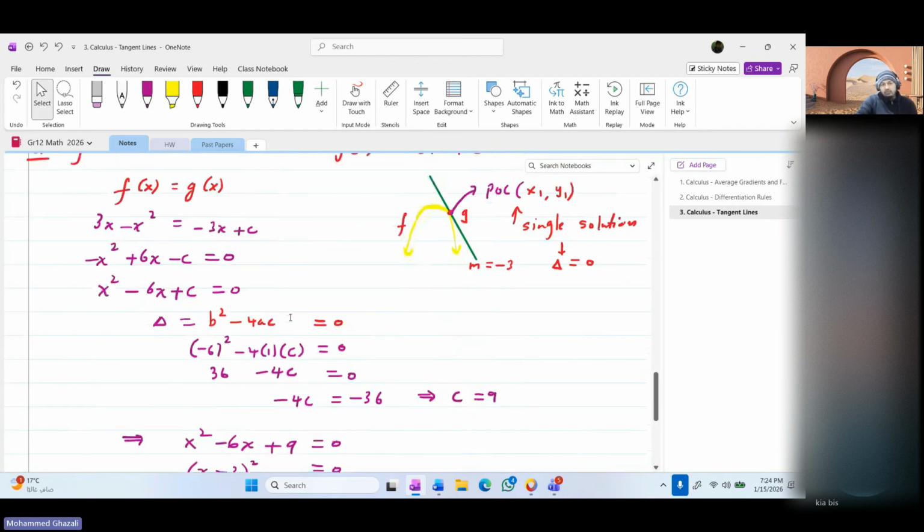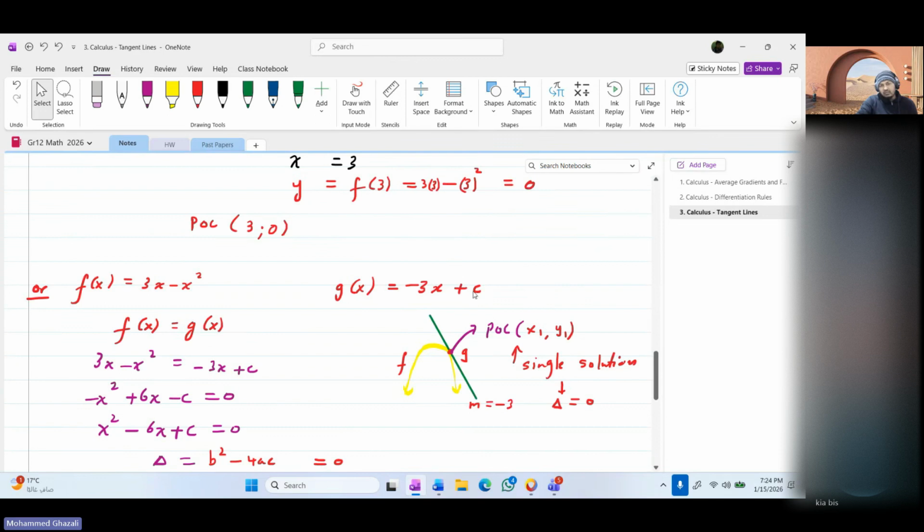So when can you use nature of roots? Either to find the value of c or to find the value of m. But one of them has to be given, right? To use delta, you can't have two unknowns. You must only have a single unknown.